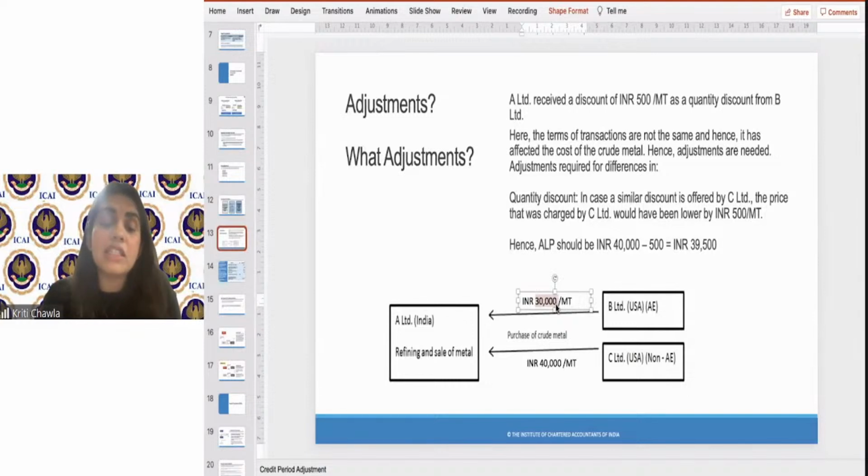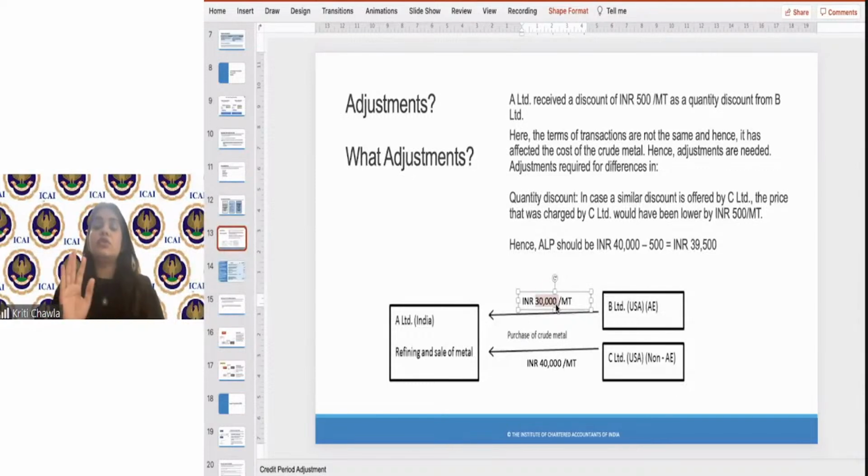So tax authorities will make an adjustment of 9,500 rupees in this particular situation. What I'm really trying to say is that this is how you adjust a CUP to your facts and circumstances. But this situation was possible only because we had a comparable company available.